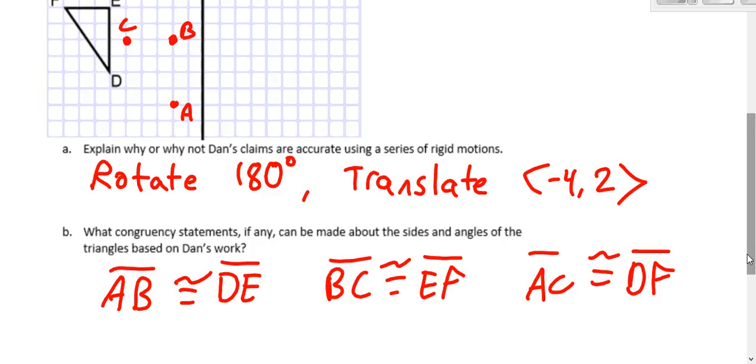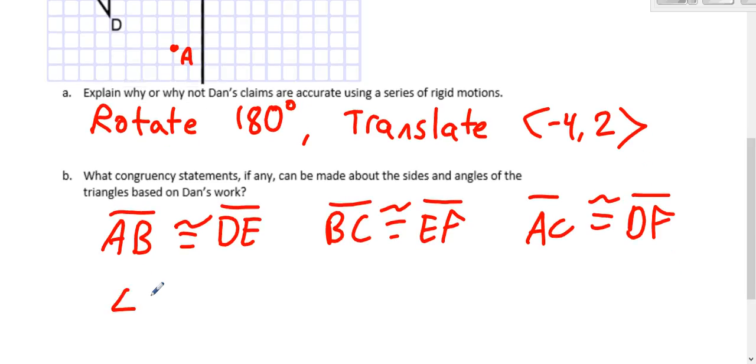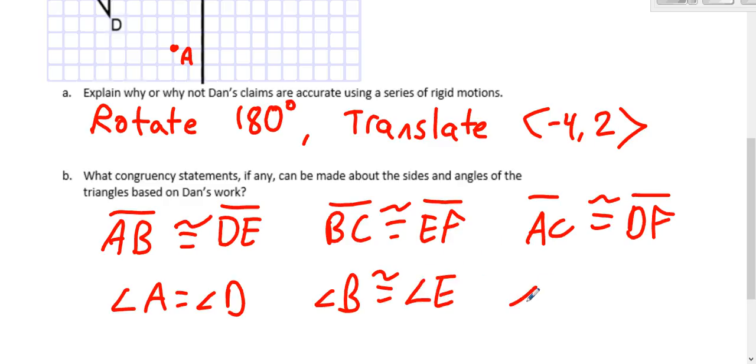So you also need to write the angles. Angle A with angle D, angle B with E, and C with F. Angle A is congruent to angle D. Angle B is congruent to angle E. And angle C with angle F.